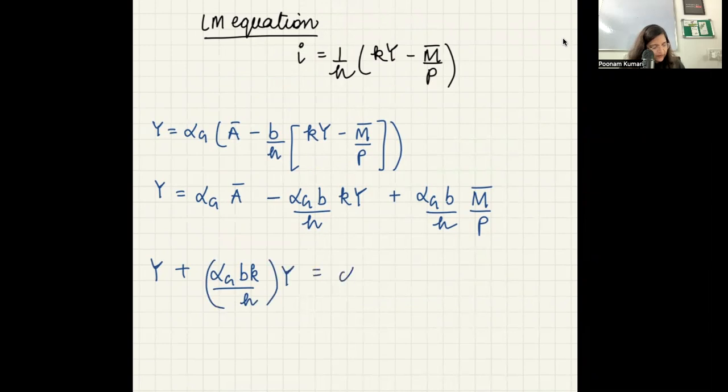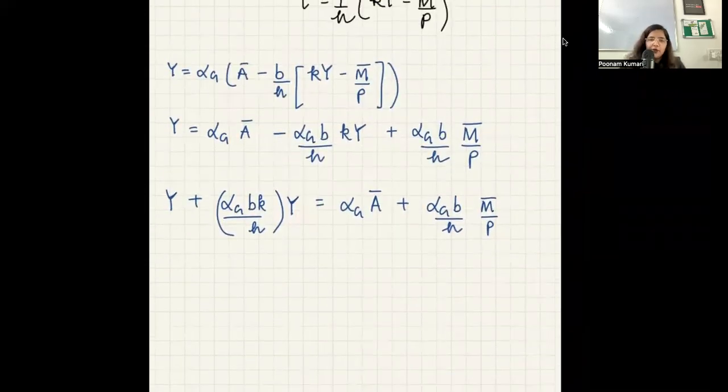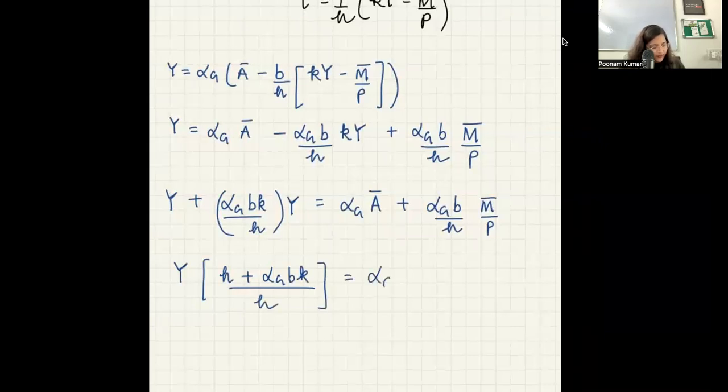ठीक है, and this is alpha g a bar plus alpha g b by h m bar by p. This is what we have. ठीक है, so what do you do next? आप y अपना कॉमन ले लो, so you get this, right? So अगर आप LCM लेते हो h, so you get h plus alpha g bk by h, right? And this is alpha g a bar plus alpha g b by h m bar by p. This is what we have here.